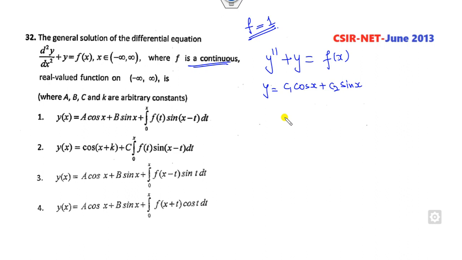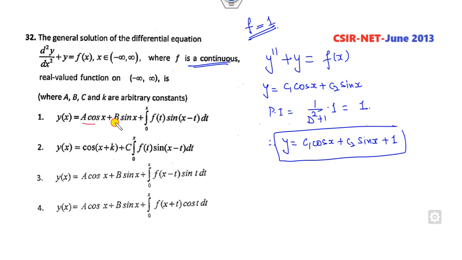If I take f is 1, what is the particular integral? 1 by D square plus 1 of 1. So the answer is 1. So what is the final answer? c1 cos x plus c2 sin x plus 1. Now look at the options. A cos x plus B sin x, that's the auxiliary equation, that's satisfied.